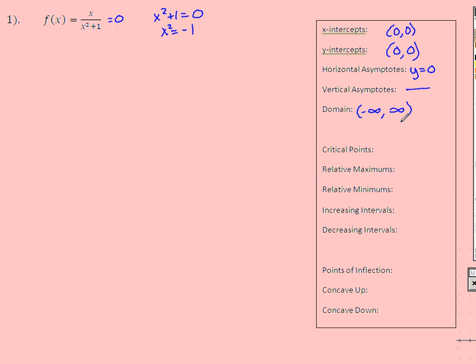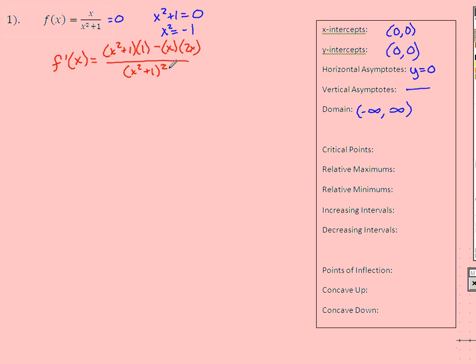From here, I can now take a derivative. So let's switch over to red here so we can get a new color. And now look at a derivative. F prime of x is going to equal. Here we're going to have a quotient rule. So low d high, x squared plus 1, d high is 1, minus high d low, so x times 2x, all over low squared, x squared plus 1, the quantity squared.